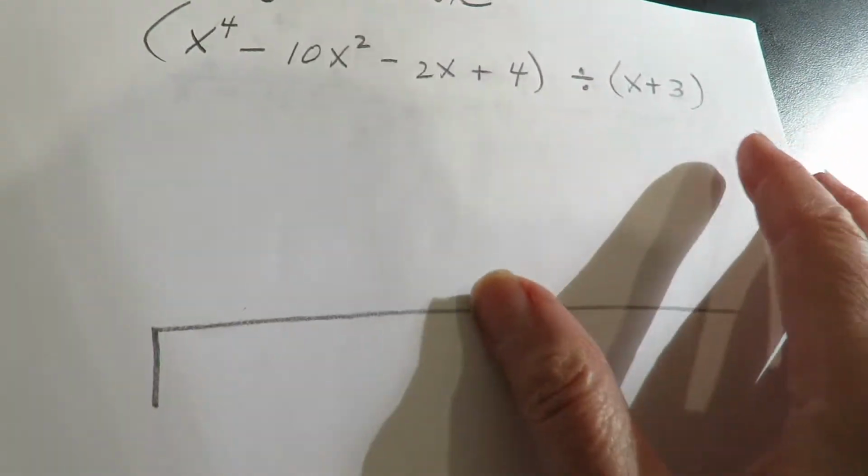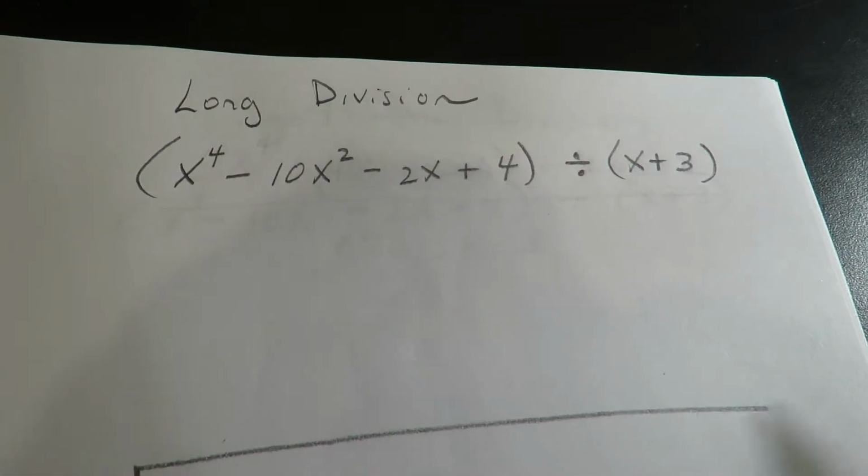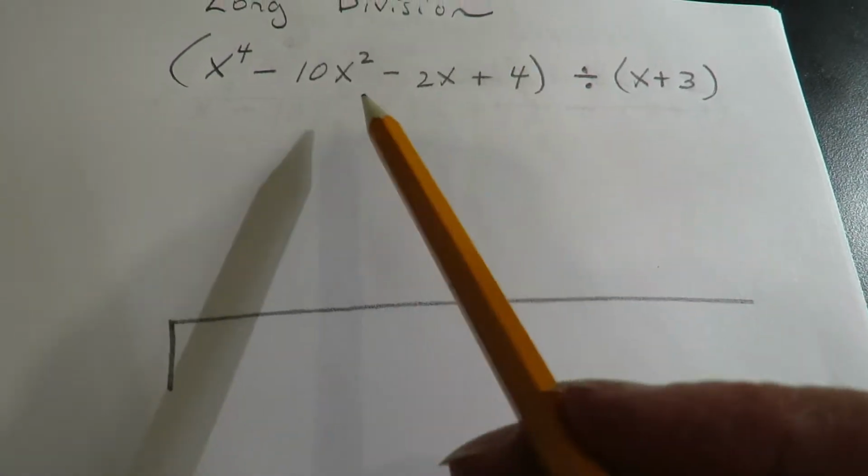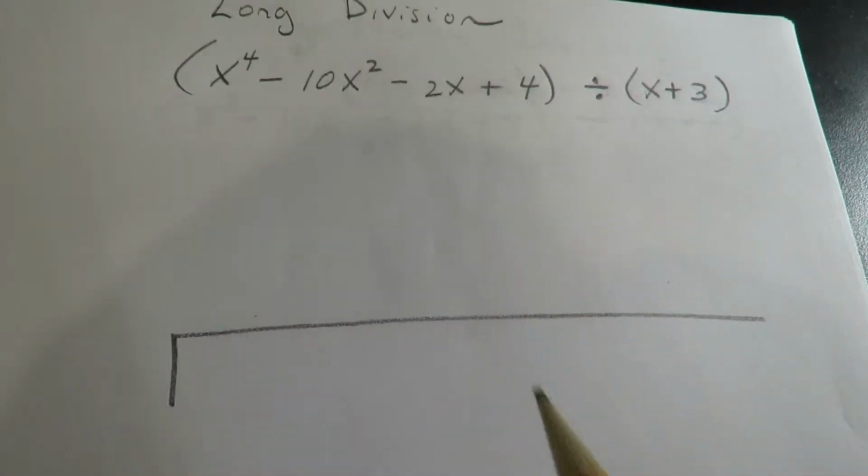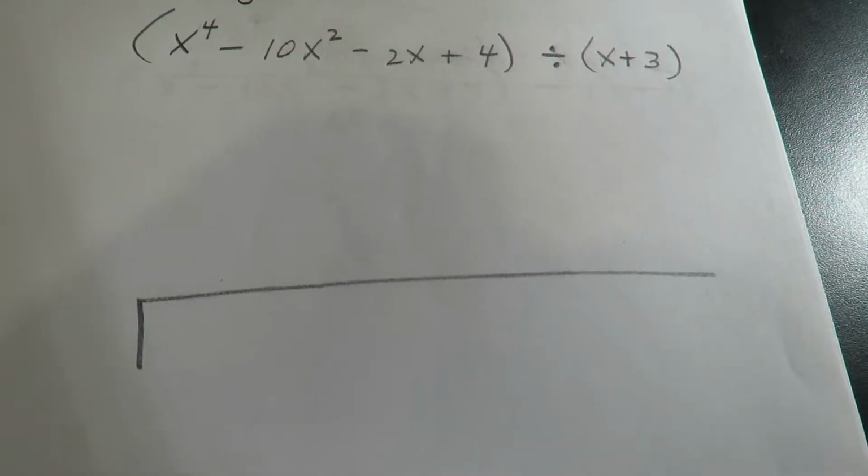All right, let's start with long division. So this is the problem I'm going to give you. This is the dividend, and this is the divisor. We're going to find the quotient and the remainder.